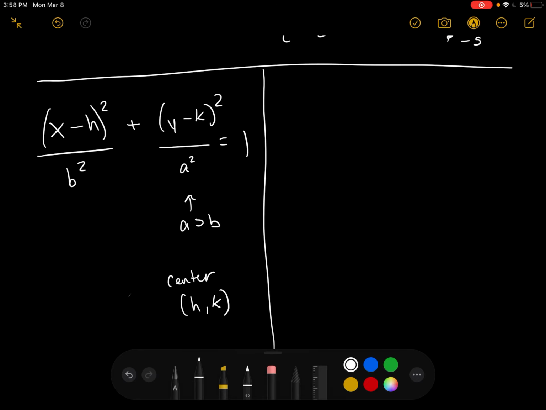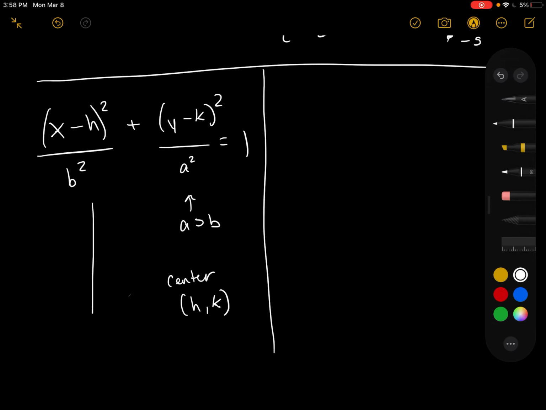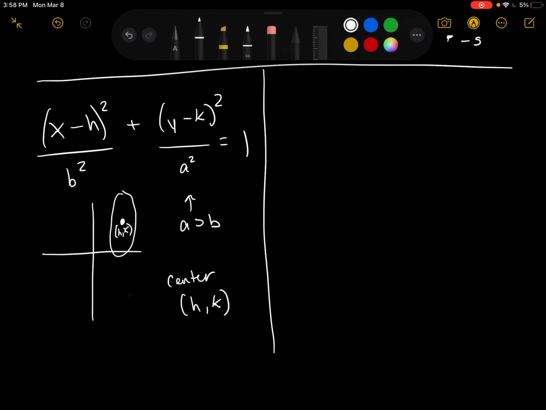Actually, here I can just erase this whole thing. Maybe it won't be directly in the middle. So let's say here's our coordinate plane, and we have this. And that's our center. That would be the ordered pair h comma k at that point.